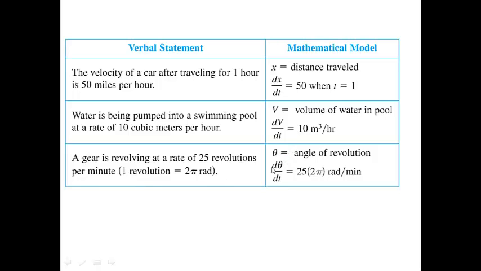So the change of the angle, in this case in radians over time, is equal to 25 revolutions times 1 revolution per minute, right? So in this case, do not use degrees, because this will all fall apart. Okay? All right.